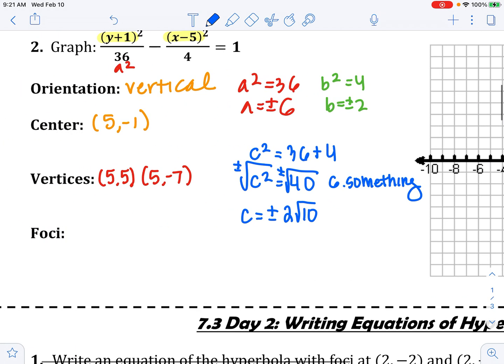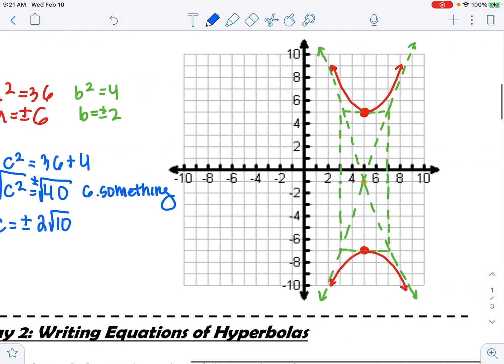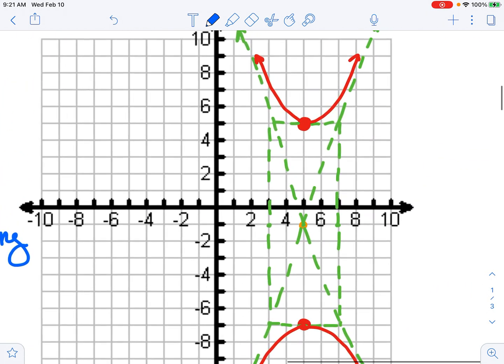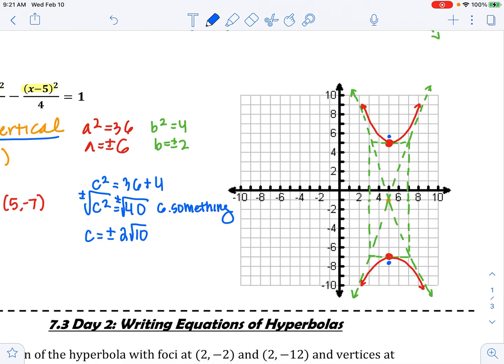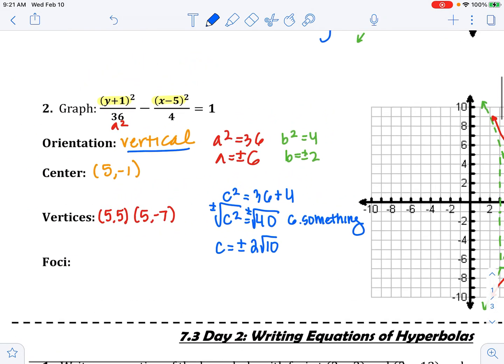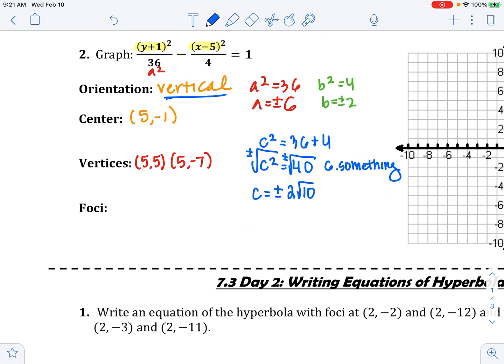Okay, so now I'm ready to graph my foci. I'm going to go back to my center since it's vertical. I'm going to go up and down 6 and a little bit more. There's my center. I'm going to go up 1, 2, 3, 4, 5, 6, and then a little bit more, and then down 6 and a little bit more. So notice, that's from my center. I knew that this one was right above my vertex, so I knew this one's right below my vertex.